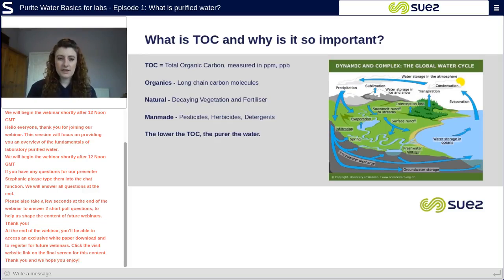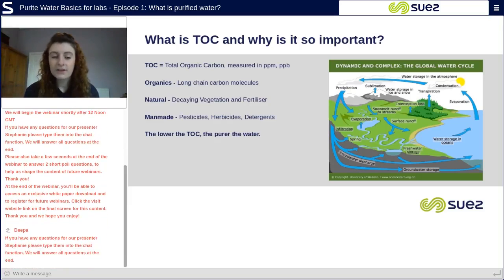So going back to the water cycle again, the picture on the right-hand side, if you live in an area where the surrounding land is farmland or marshland, natural decaying vegetation and fertilizers cause high organics in the source water. Organics can also be man-made, and these include pesticides, herbicides, and detergents.